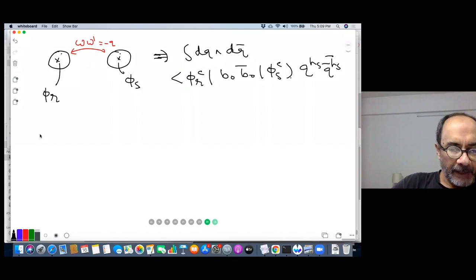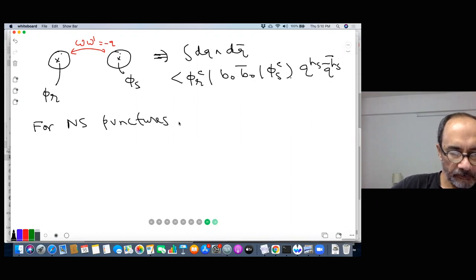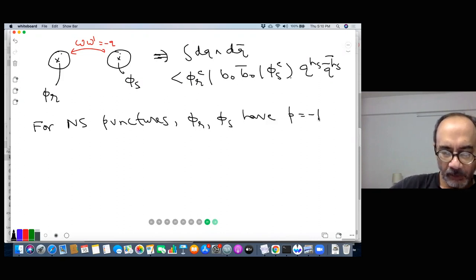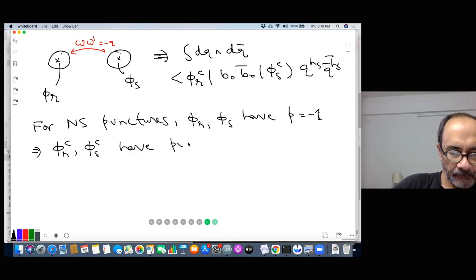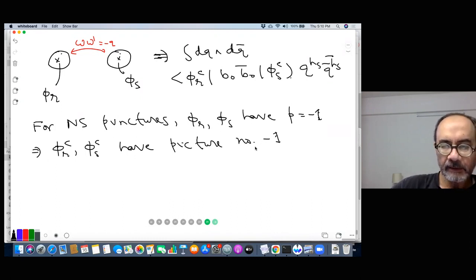Now, if these are NS punctures, for NS punctures phi_r and phi_s have picture number equal to minus one. So this implies that phi_r^c and phi_s^c have picture number minus one, and everything is fine. This is perfectly okay because this is non-zero.